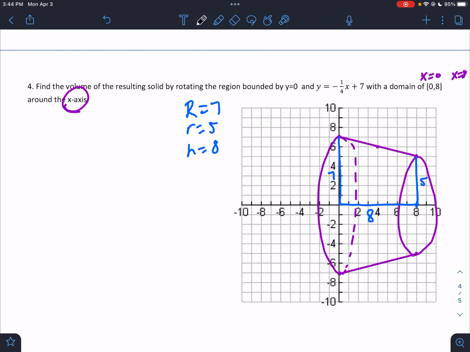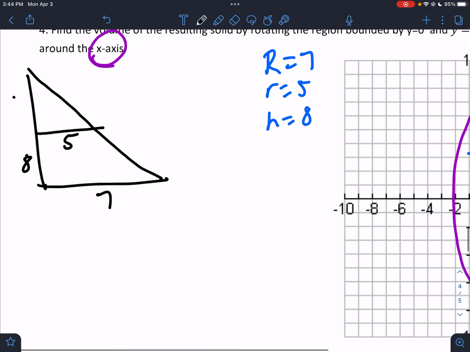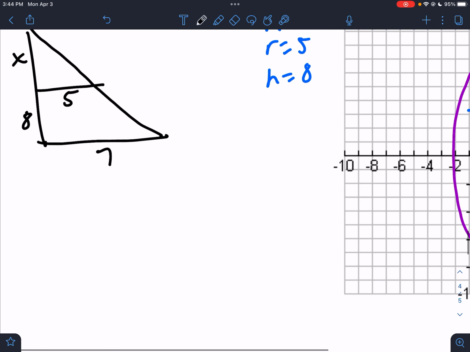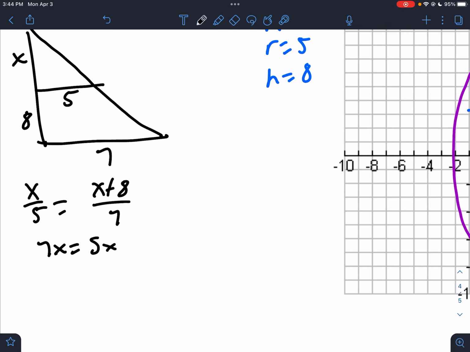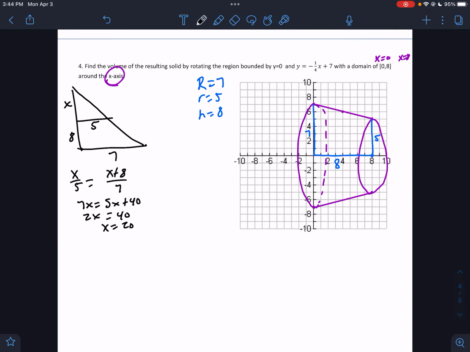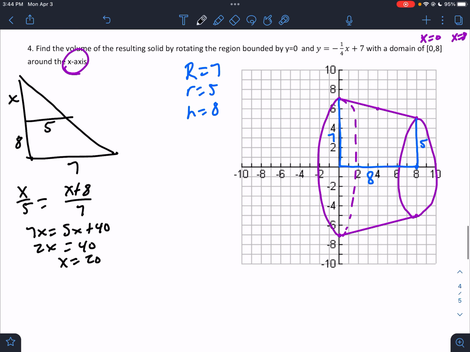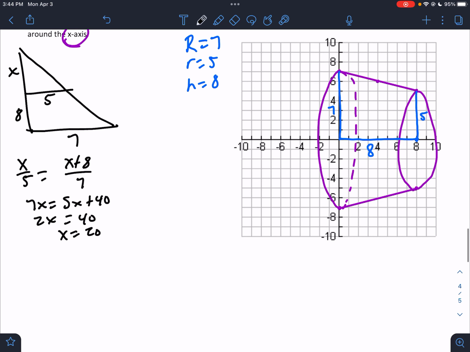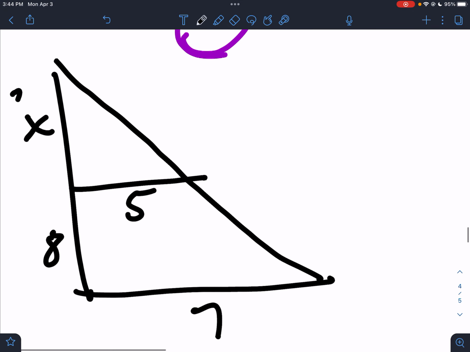So what do we do? We draw a right triangle. We put the big radius in the correct spot, the little radius, the height, and we need to find this number, x. So we set up a proportion. x over 5 equals x plus 8 over 7. So 7x equals 5x plus 40, so 2x equals 40 and x equals 20. Okay, so I've got x. This spot is 20.